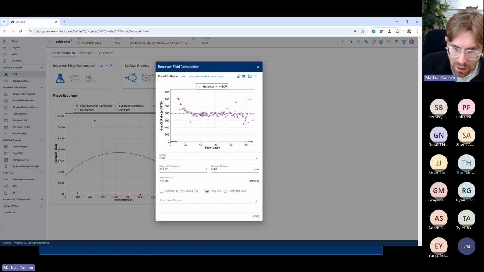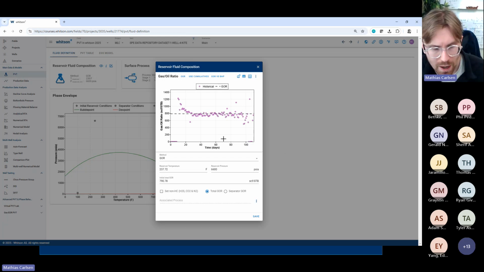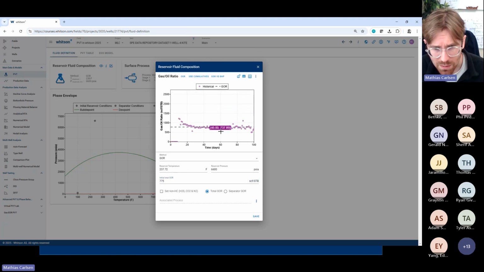So that's what this next session is about. If this was my well, I think the general principle is to try to find the first stabilized GOR that you have. But in some cases, you're dealing with a GOR that shoots up from day one. So what can you do then? If this was my well, I would probably go for something like 750 or maybe 775. And what could be helpful is to use cumulatives sometimes here.